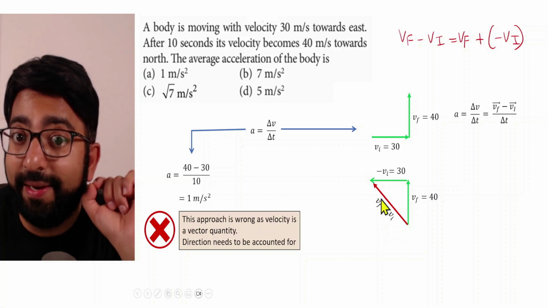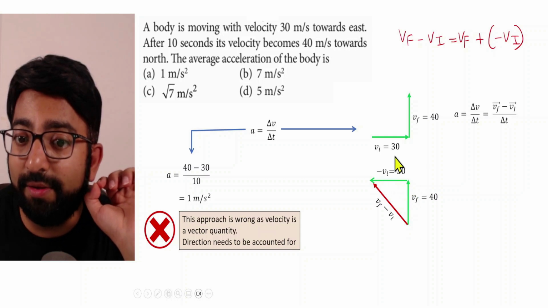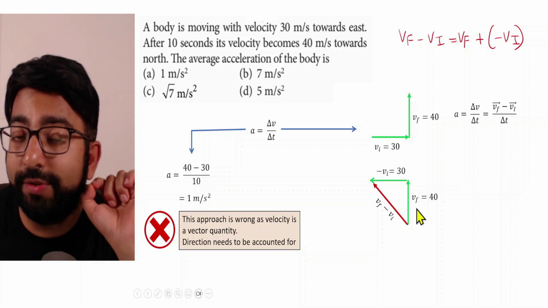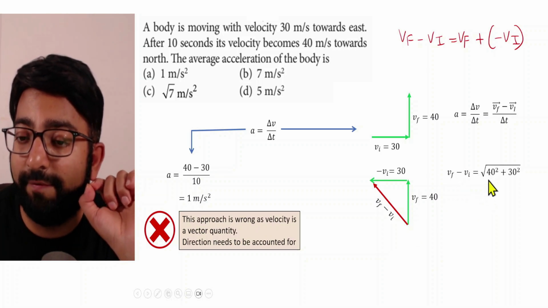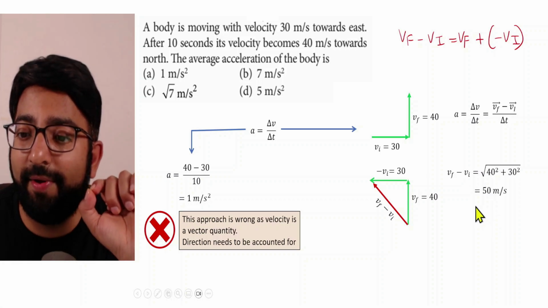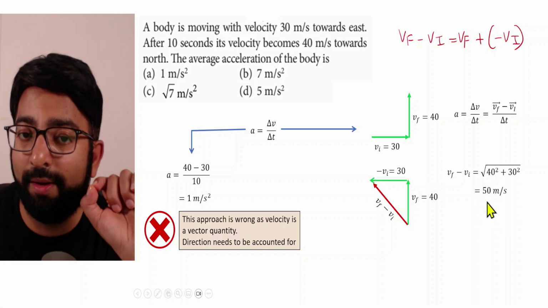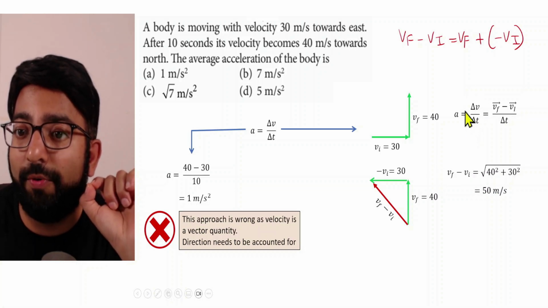And how do we find the length of this red arrow? This is a right angle triangle where the side lengths are 30 and 40. So we are going to use the Pythagoras theorem. So the magnitude of V final minus V initial will be square root of 40 square plus 30 square, which when simplified gets us 50 meters per second. So 50 is the magnitude of the change in velocity, which now we can put in this formula.